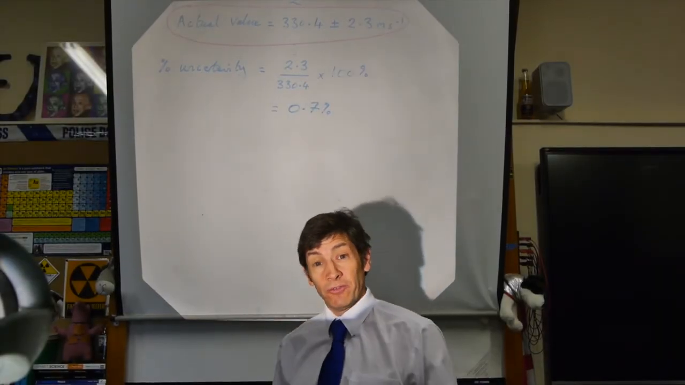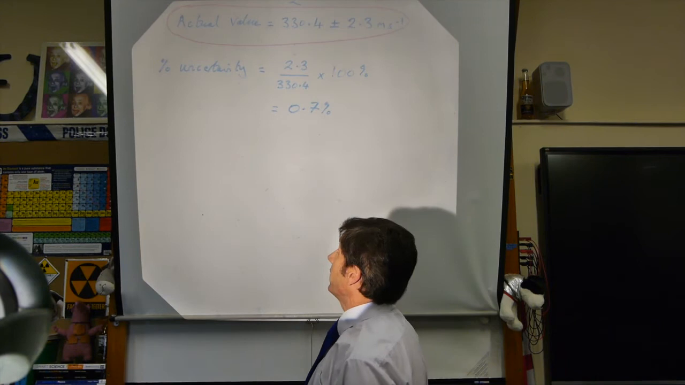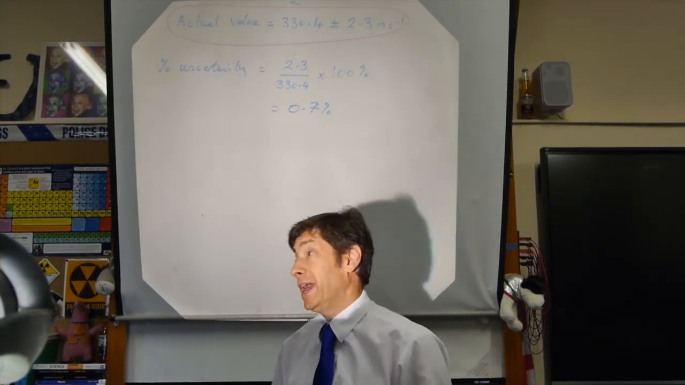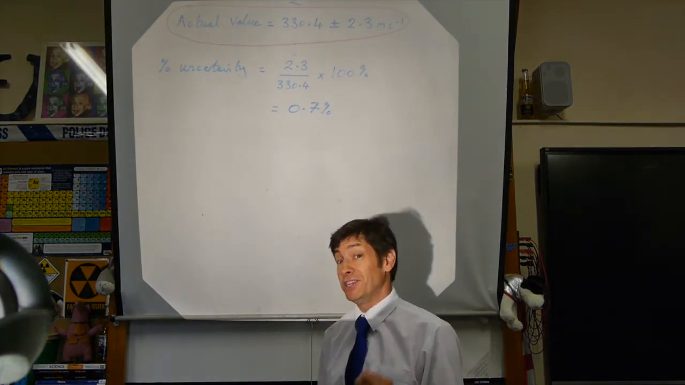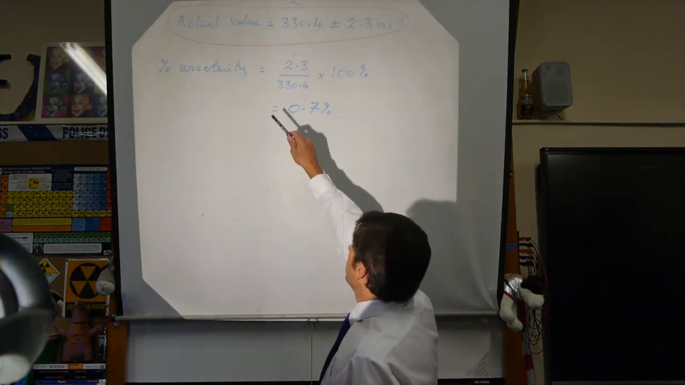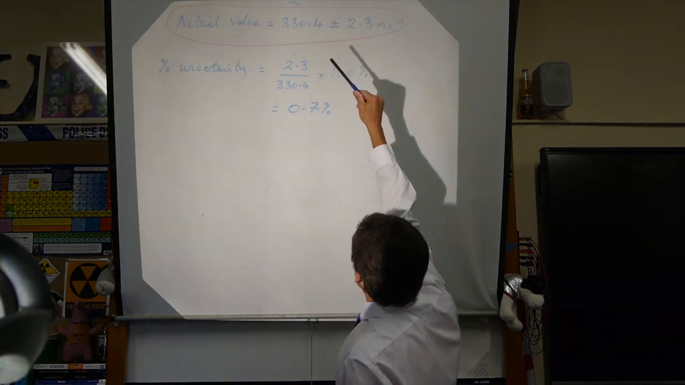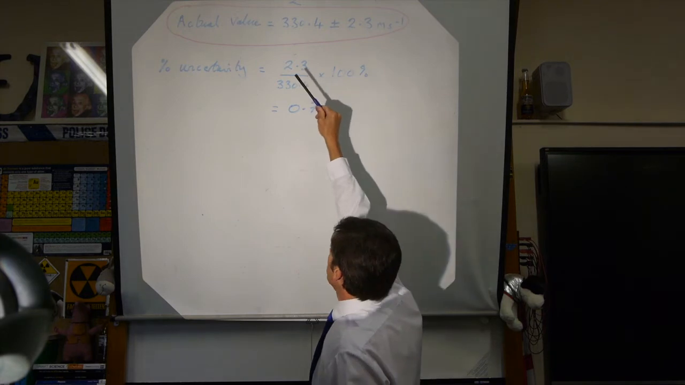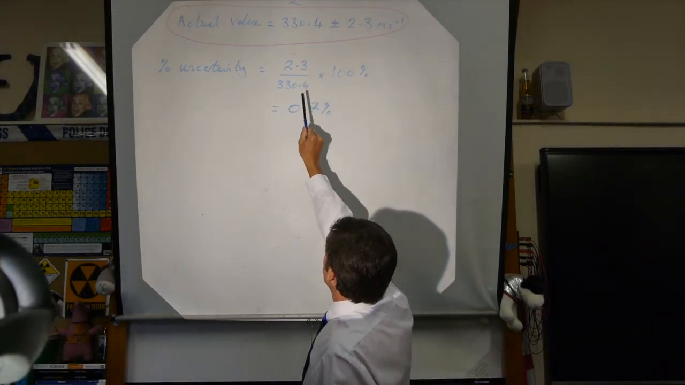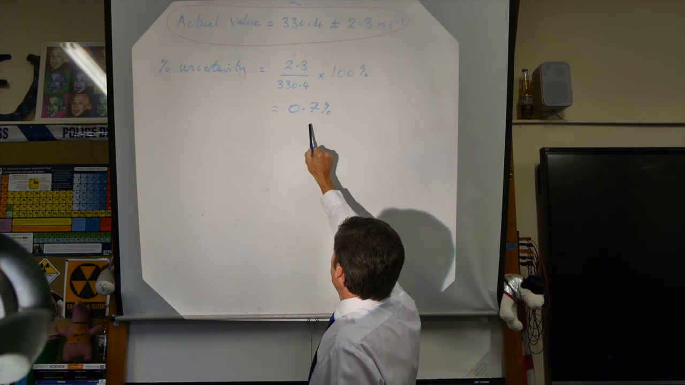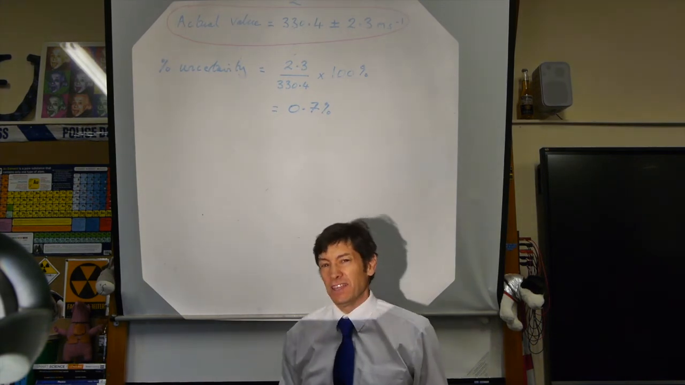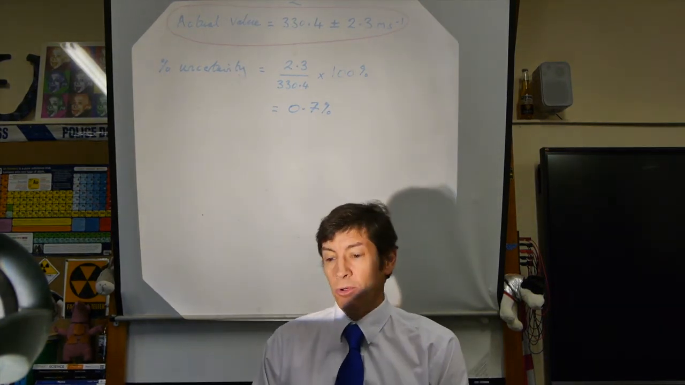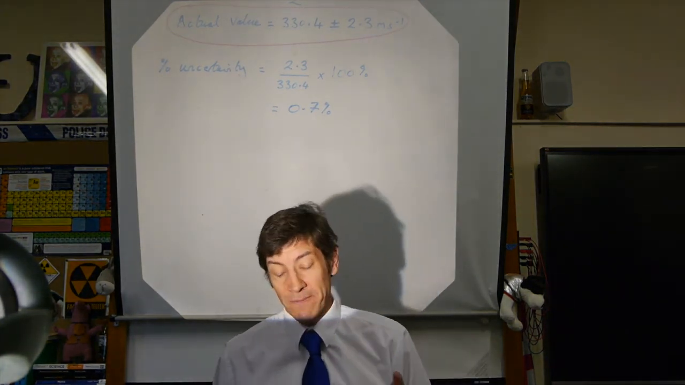So now let's look at whether our experiment was any good at all. I've calculated the percentage uncertainty, and you should be happy how to do this now. It's a really important thing that you need to know at A level. Our absolute uncertainty was plus or minus 2.3 meters per second. So 2.3 over the value that was our average, times 100, is 0.7%. So there's a variation either side of the mean of 0.7%. So we didn't do badly there.